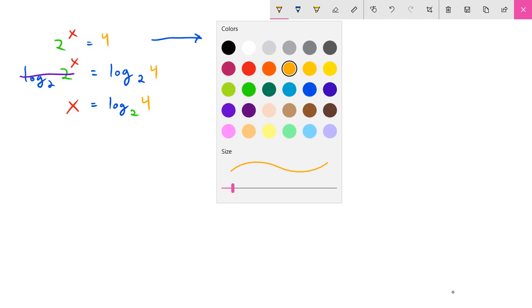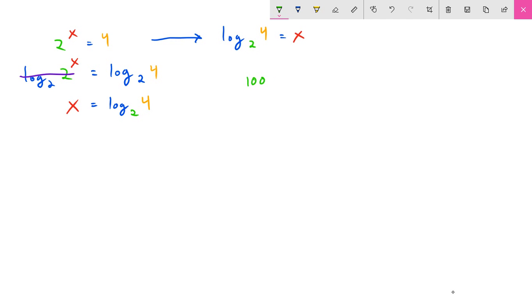So seeing this, can you guys tell me what I would do with 10 to the x equals 1,000 to get that into a logarithmic form like I just did? Log base 10 on what? That side. And log base 10 of 1,000 on the other. Right, log base 10 of 1,000 on the other side.